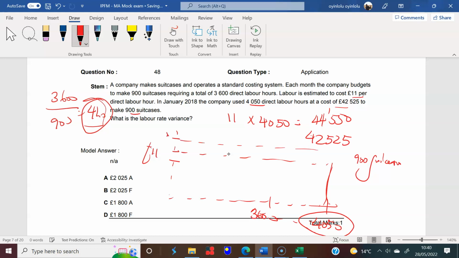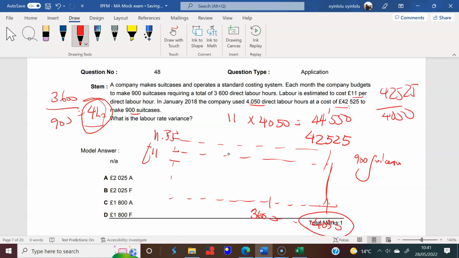I don't know, it doesn't really matter what it is. All I have to do is divide these two things together. So 42,525 divided by 4,050. 42,525 divided by 4,050 is £10.50. Oh, wait a minute, sorry.